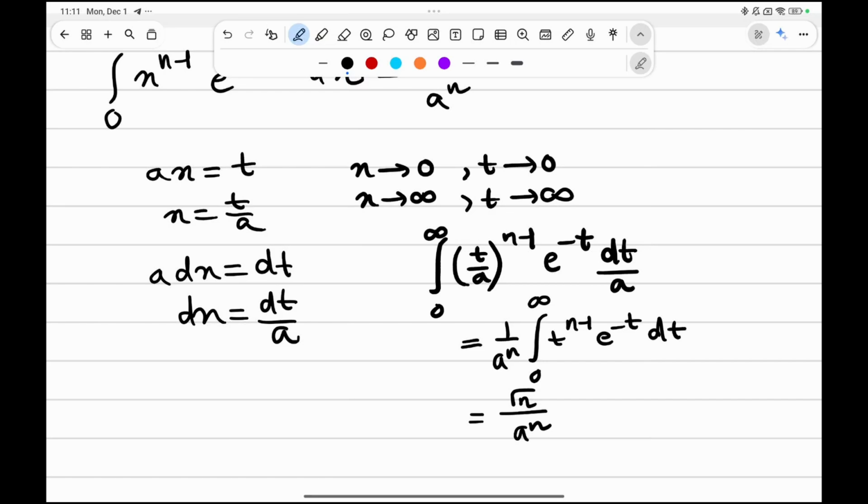As I told earlier, x is a parameter. We can change it to y, we can change it to t. So eventually this whole thing becomes gamma of n. So the final result came out like this also.